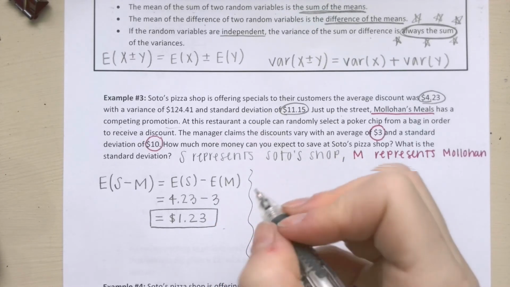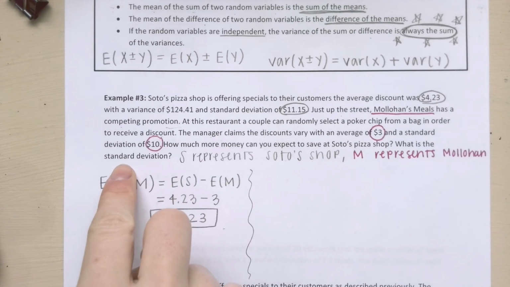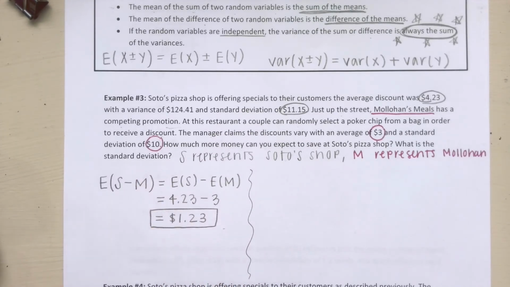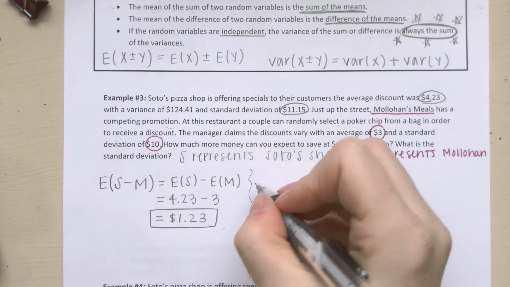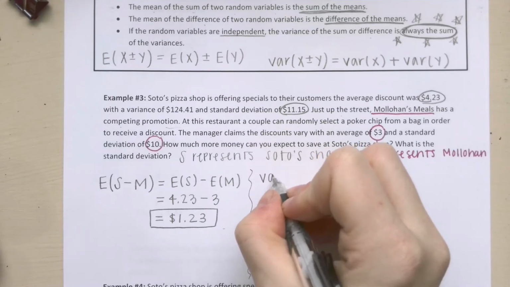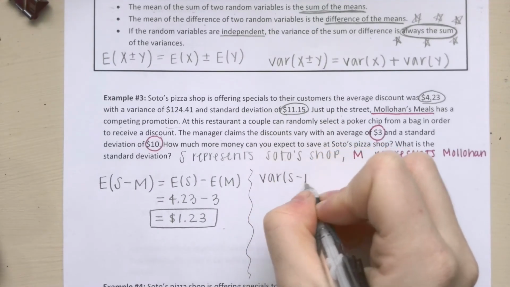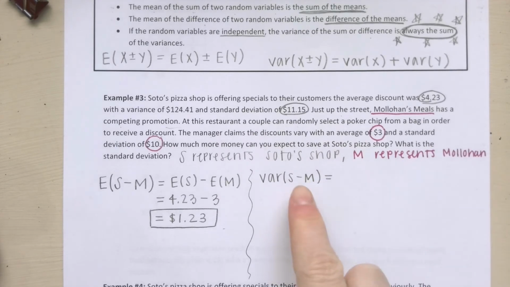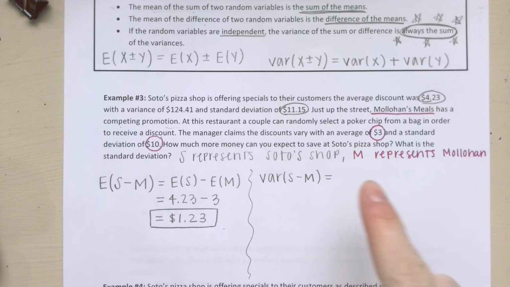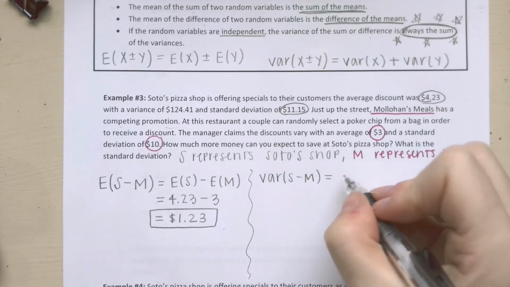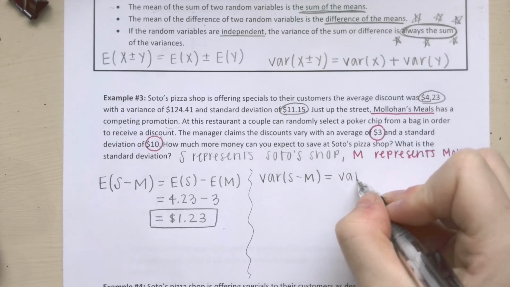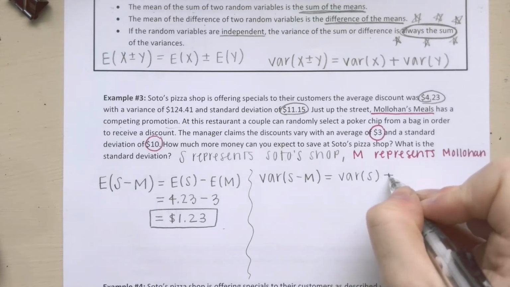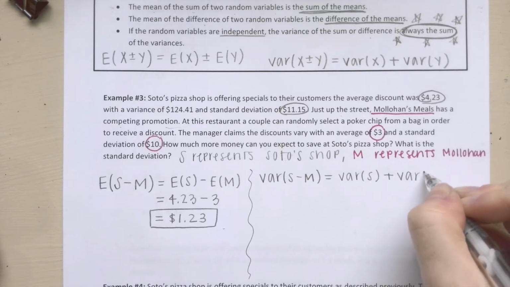Okay, switching gears and looking to find the standard deviation. Remember, I do have to find that variance first. So I'm going to find the variance of S minus M. This is the hard part. Remember that variances, even though I'm subtracting here, when I separate them, it's always addition. So really what I'm going to do here is take the variance of Soda's and add it to the variance of Mollahan.